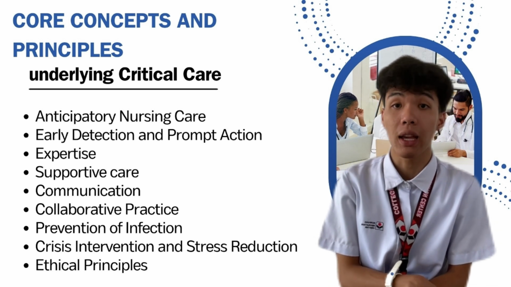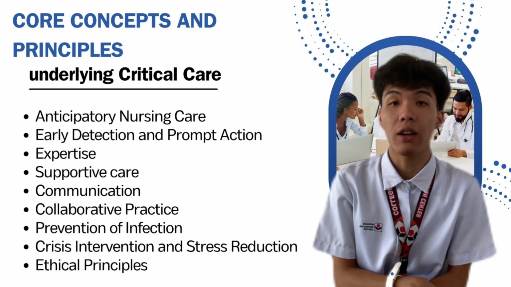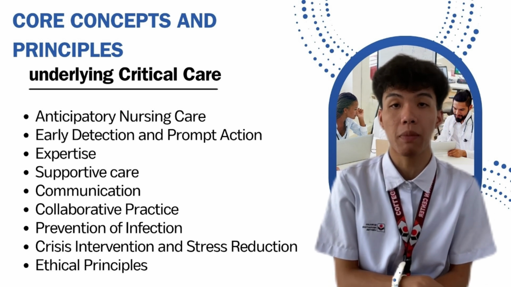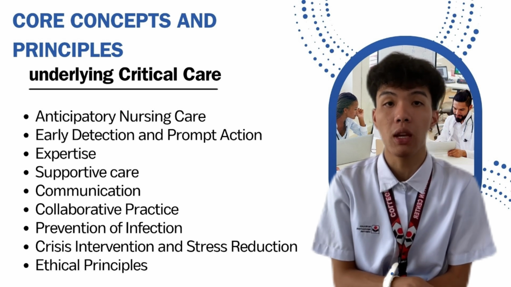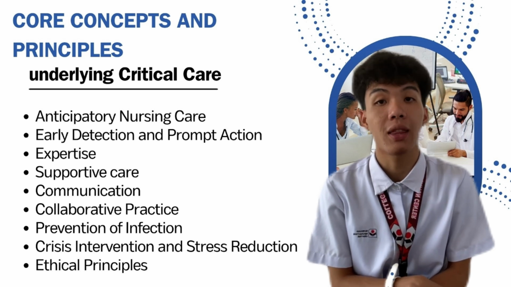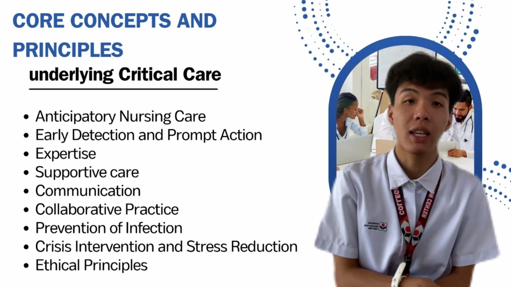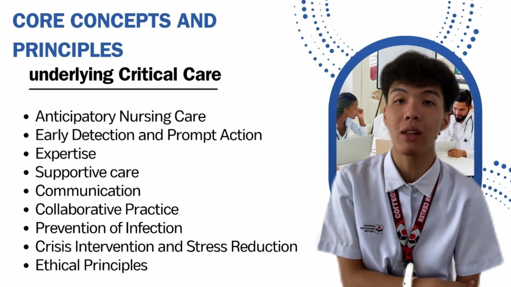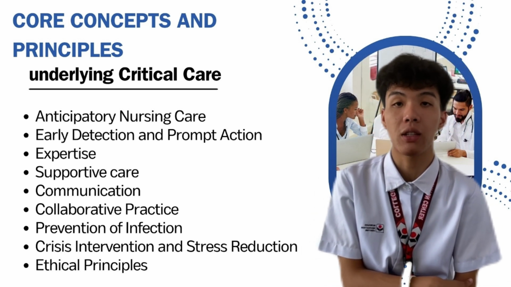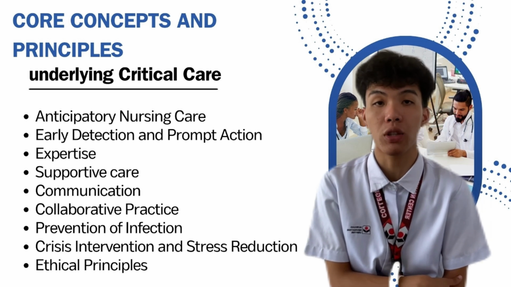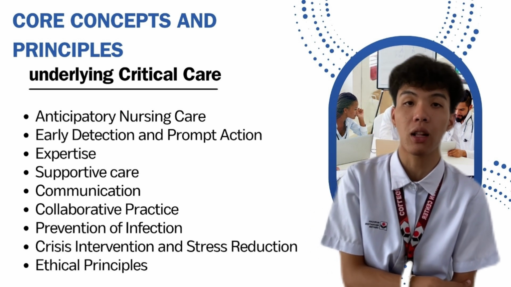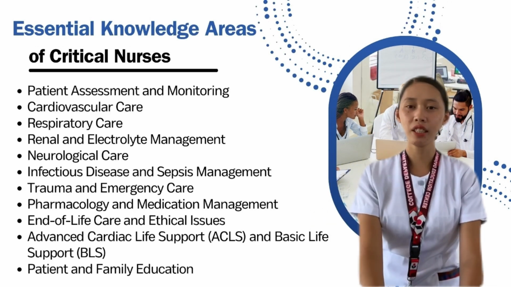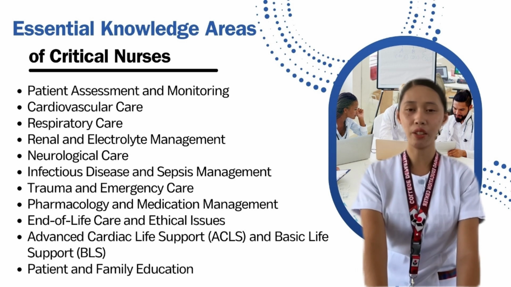And number nine, ethical principles. Adhering to ethical standards, including respect for a patient's autonomy, beneficence, non-maleficence, and justice. Example, if a patient's family decides to discontinue life support, a nurse respects their decision while providing compassionate care and addressing any ethical concerns. So the next is essential knowledge areas of critical care nurses.